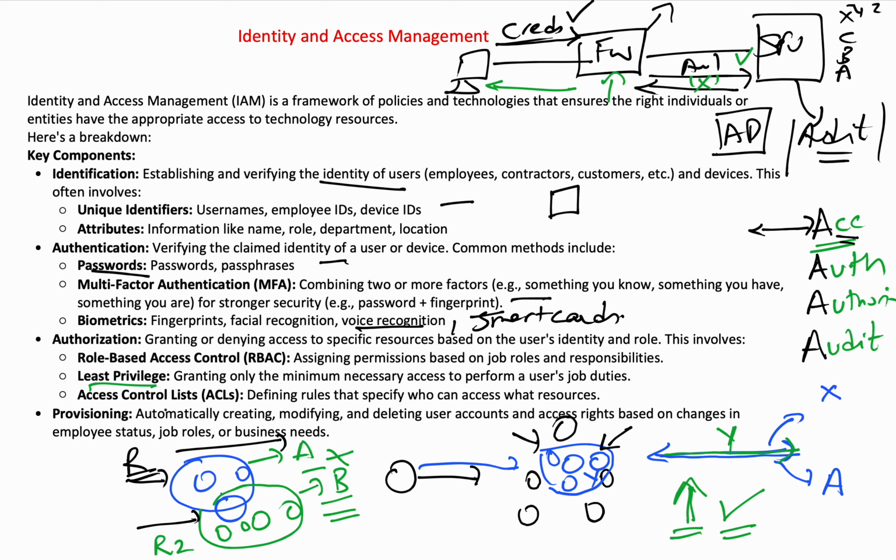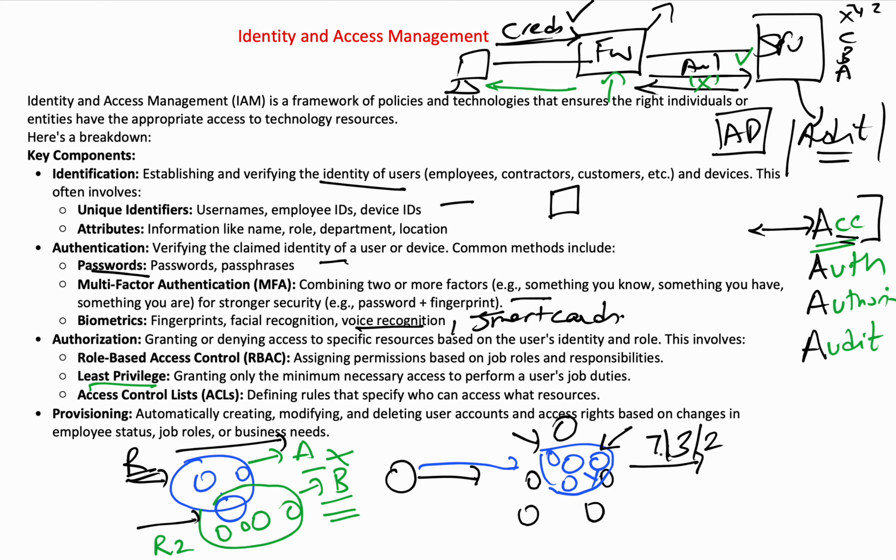Then you have provisioning: automatically creating, modifying, deleting user accounts and access based on the changes of employee status. Correct. So I basically included this in access. Once the employee joins the company, you create the account. But once the employee is leaving the company, it is again as per the company. Basically, in banks, what we do is within 7 days or within 3 days, some within 2 days, they have different timelines for that. You have to remove the account.